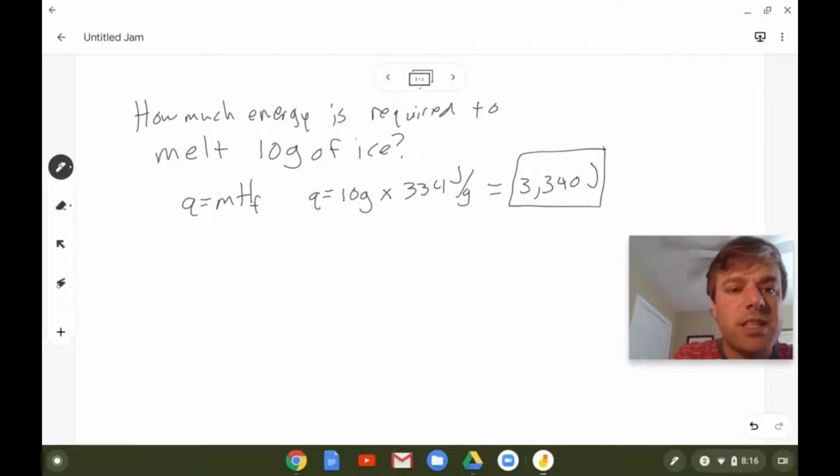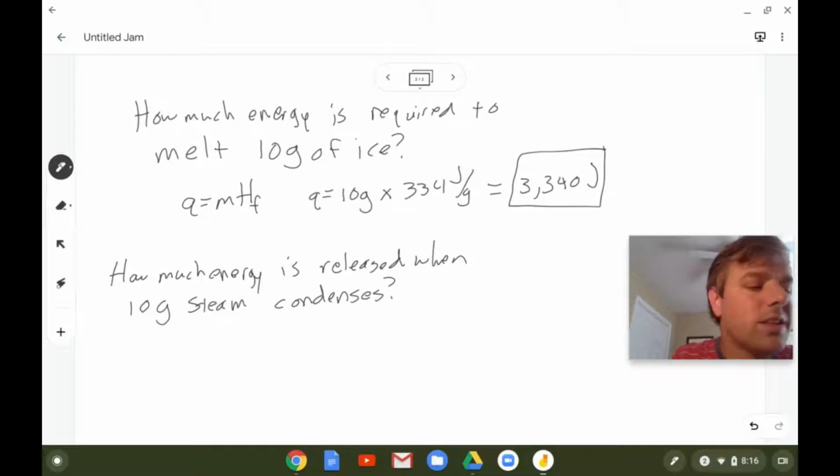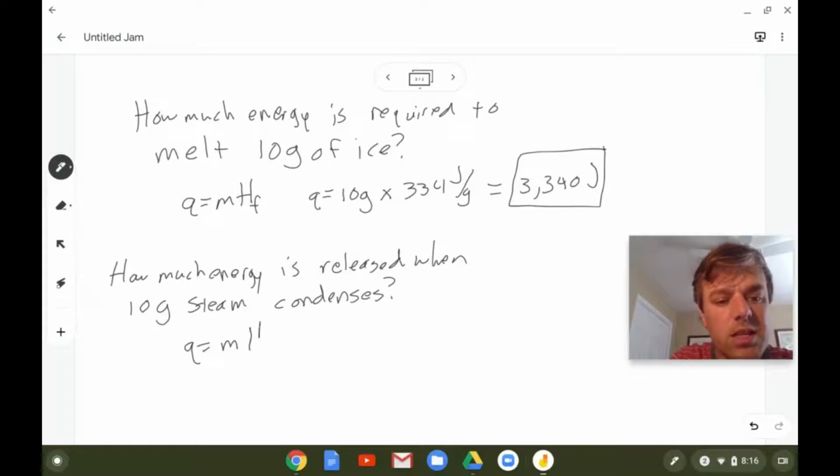In a similar vein, I could ask how much energy is released when 10 grams of steam condenses. Well, condensation and vaporization are two sides of the same coin. So we're going to be using the heat of vaporization. So Q equals M times HV.